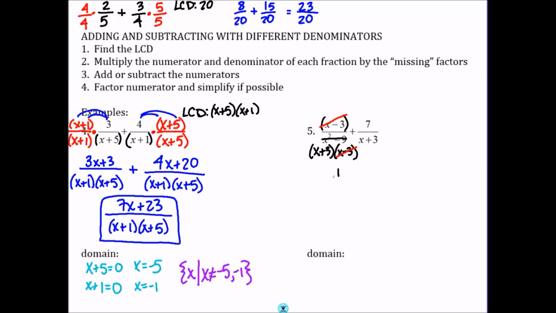So now I'm left with 1 over x plus 3 plus 7 over x plus 3. So my final answer is just 8 over x plus 3.